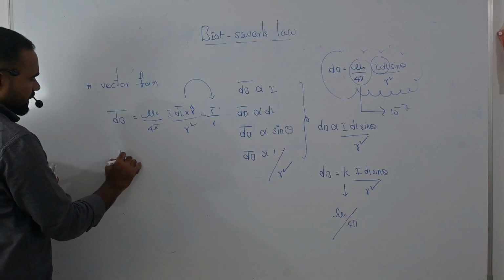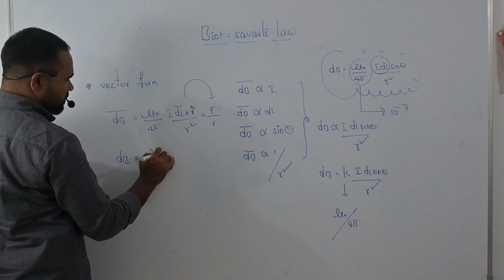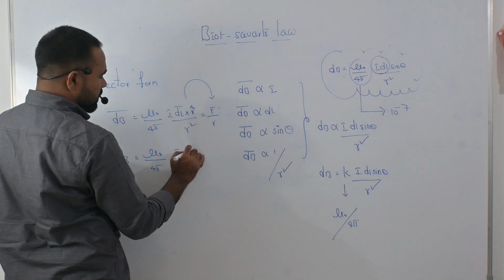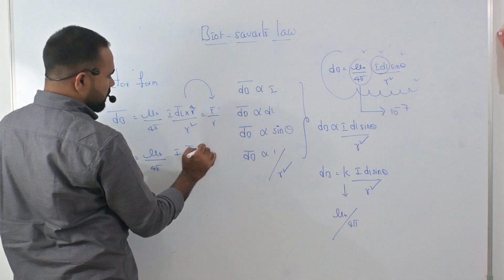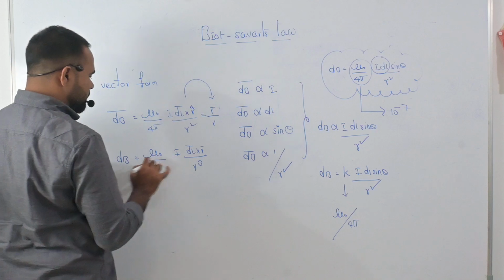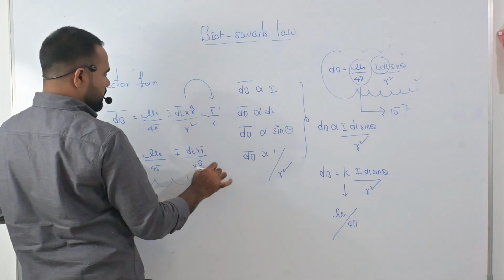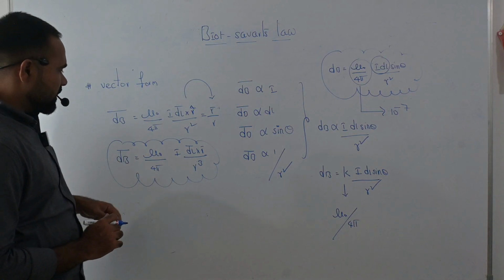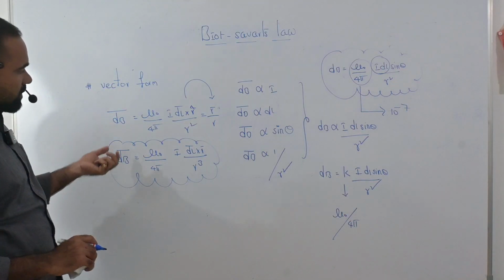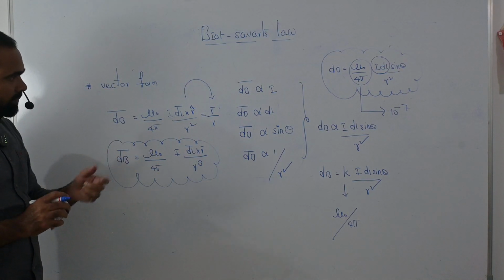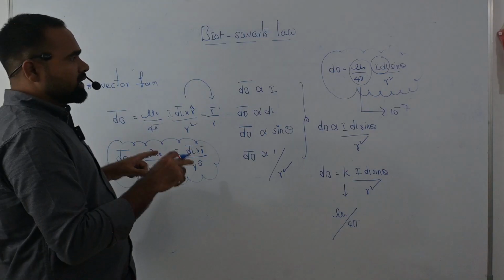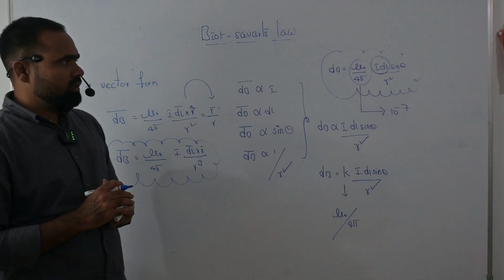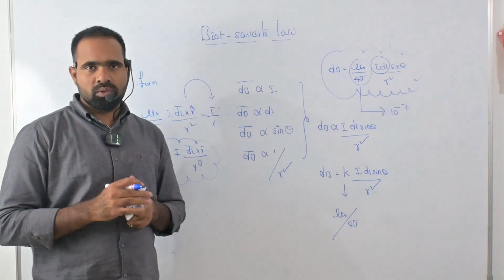Therefore the Biot Savart law we can write again as mu naught by 4 pi, and finally I into dl bar cross r bar by r cube. So this is the vector form of the Biot Savart law for the magnetic field strength. This is only for mathematical calculation. By using this mathematical calculation, how can we solve some numericals?